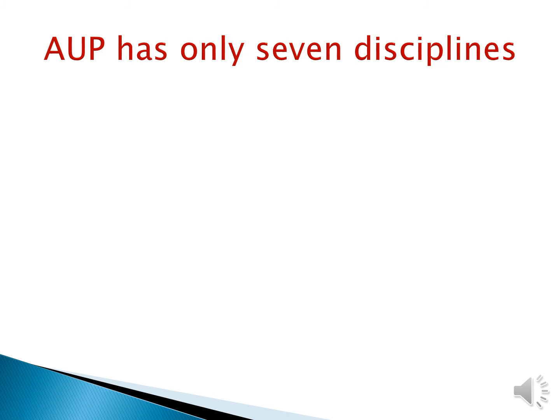AUP has 7 disciplines. So the first one, that is the model. Understand the business of the organization, the problem domain being addressed by the project, and identify a viable solution to address the problem domain.